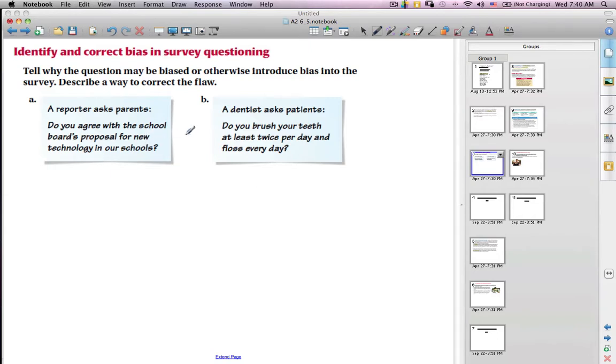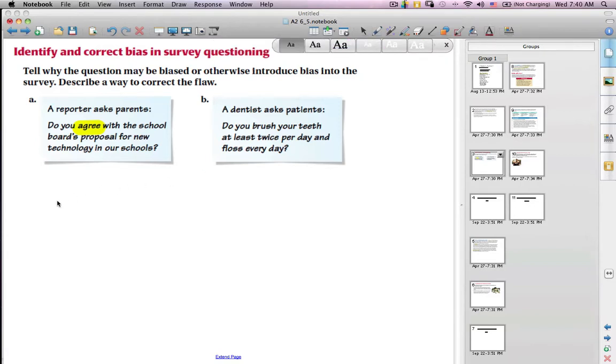So for instance, they're asking parents, do you agree with the school board's proposal for new technology in our schools? And the problem with this is he's asking if you agree. So it's almost as if the question is taking a stance that you ought to agree. And as such, you'd look at this as being a leading kind of question, which is a problem.